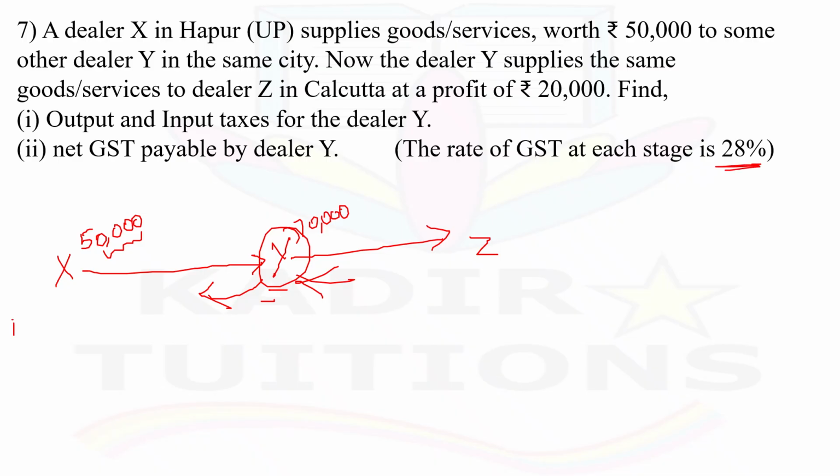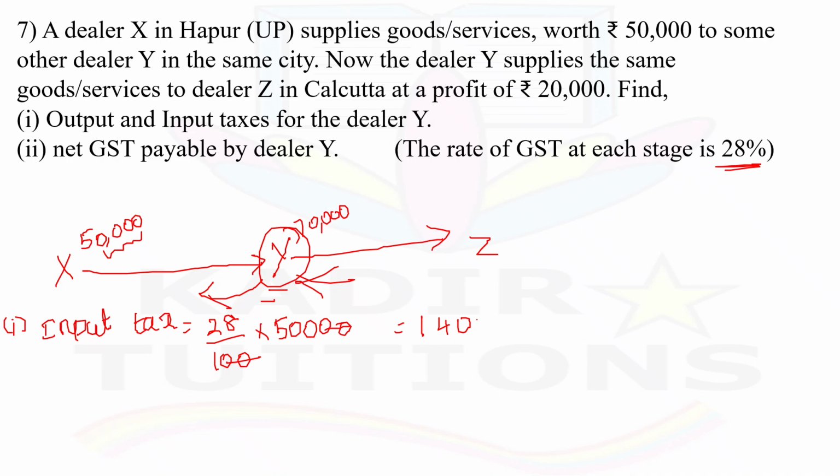So first we will calculate the input tax. So what is the input tax he has paid to X, right? So it's nothing but 28 by 100 into 50,000. So the zeros will get cancelled. So if we multiply 28 into 5, we will be getting 140. And we have two more zeros over here. So it's nothing but 14,000. So 14,000 is going to be the input tax.